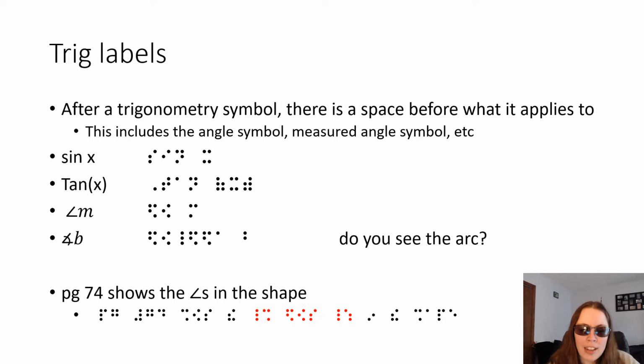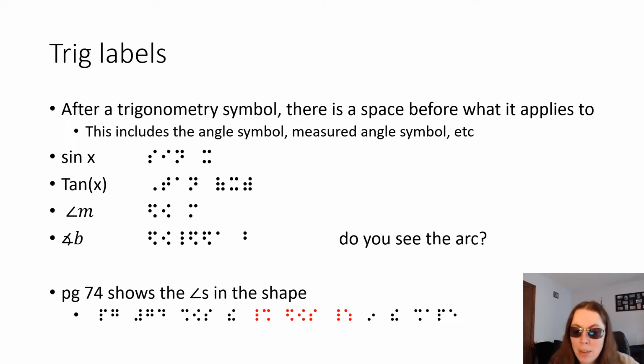If you're measuring the degrees of an arc, there's a special symbol for that. You'll notice it's the angle symbol and then a shape modifier and then the arc symbol. Put a space after that name, even though that name is a pictograph. Put a space after that shape that is a function, and then the B that it applies to.